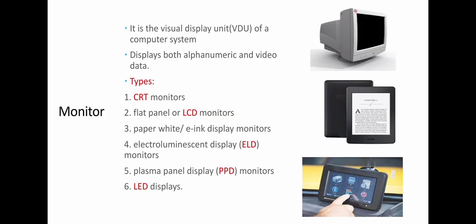Monitor is a visual display unit of a computer system. It displays both alphanumeric and video data. There are different types of monitors. They are CRT monitors, flat panel or LCD monitors, paper white or electronic ink display monitors, electroluminescent display monitors, plasma panel display monitors, LED displays.